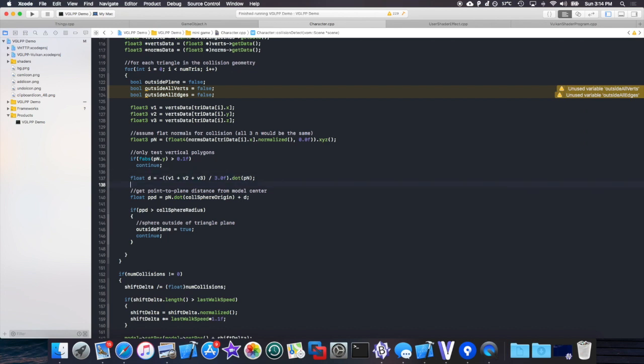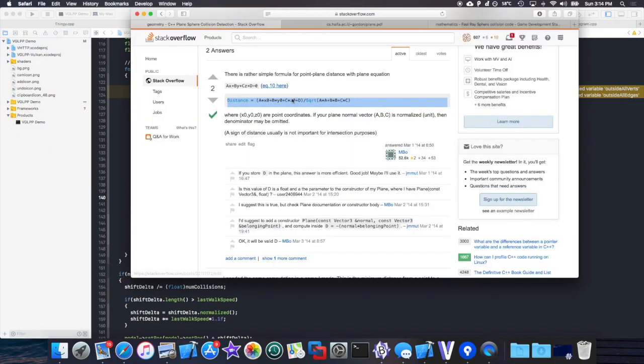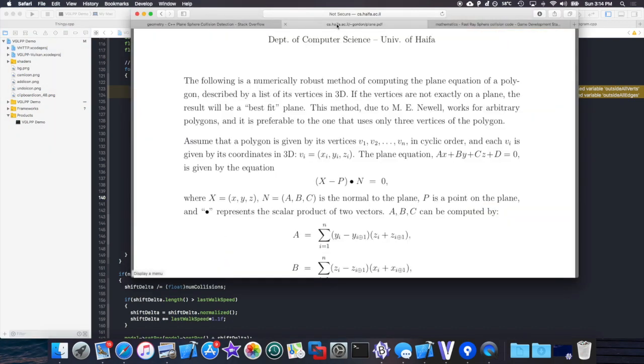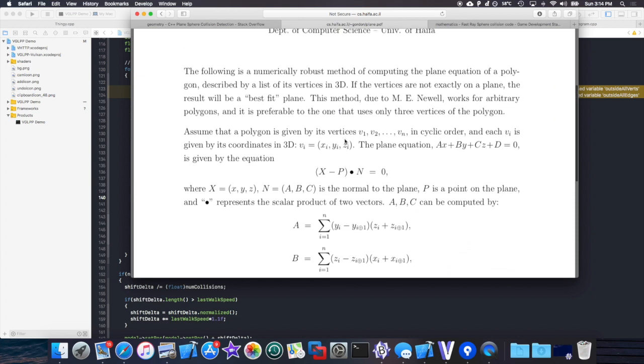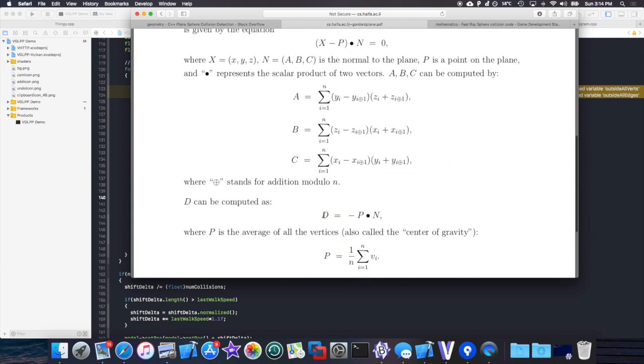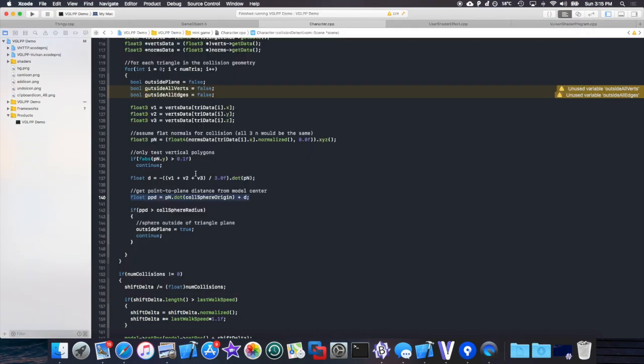However, what's annoying to me about this equation is that I need to get D, and no one ever tells you how to get D, so I just went ahead and looked up how do you get D. And it turns out that if you have 3 points of a triangle, you can obtain D by computing negative p dot n, where n is the normal vector that we already know, and p is said here to be the average of all the vertices. So this is where I get D.